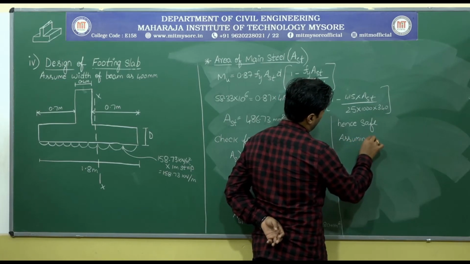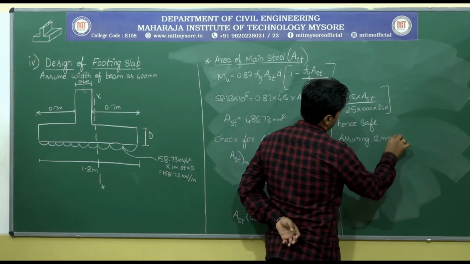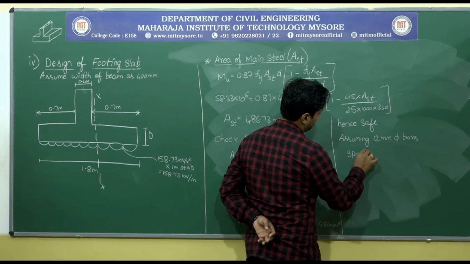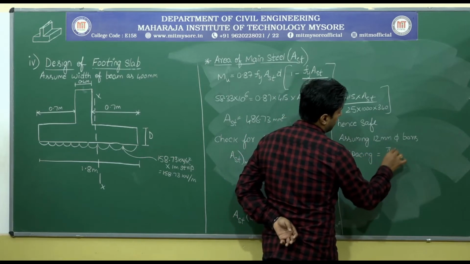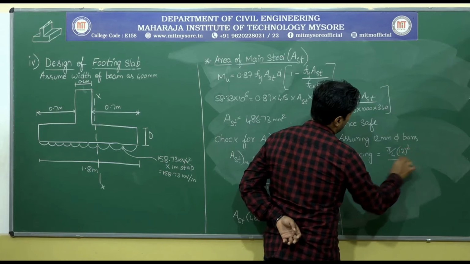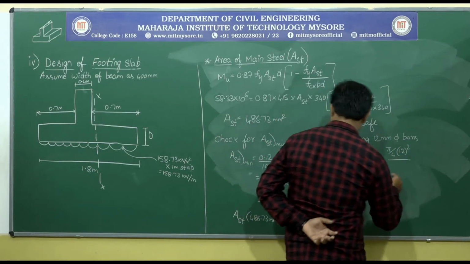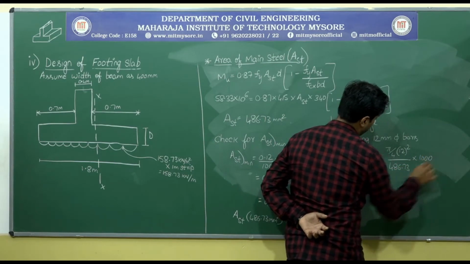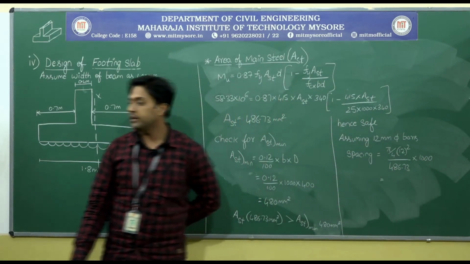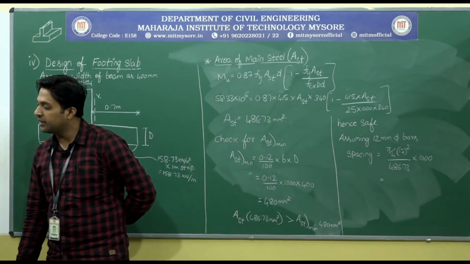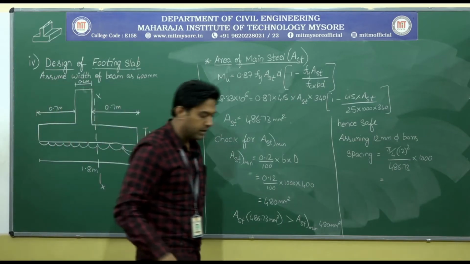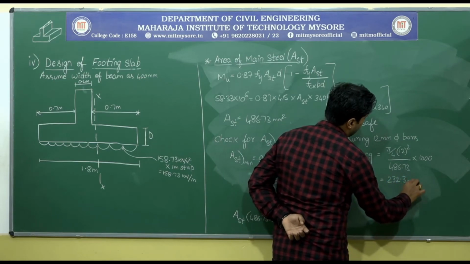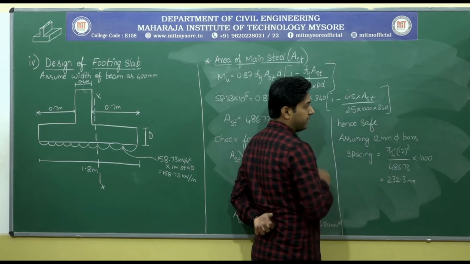Assuming 12 mm dia bars, spacing is equal to pi by 4 into 12 square by AST. It's 486.73 into 1000. So what is the spacing that we are getting? So it's 232.3 mm. So this is the spacing as per the moment.